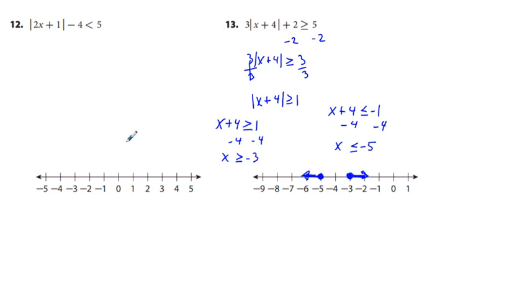And that's it for this exercise set. I remind the viewer, again, when doing absolute value inequalities, more is or, less is nest.